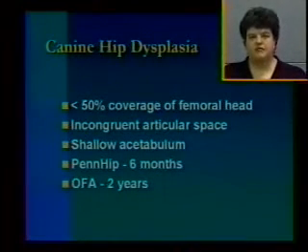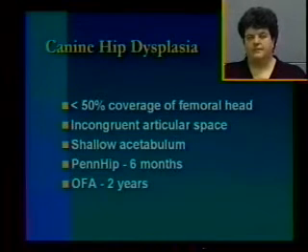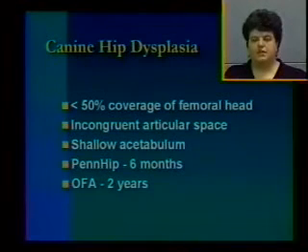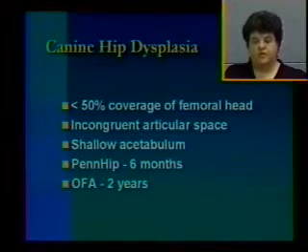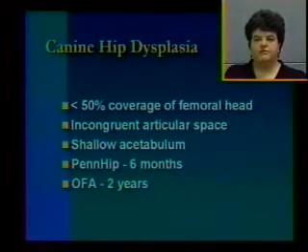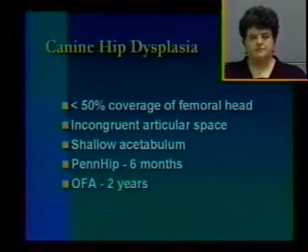Hip dysplasia I just covered briefly for you. The parts that you need to remember is that a dog with dysplasia is going to have laxity of those joints. They will have less than 50% coverage of their femoral heads. Often they have subluxation of their femoral heads. They'll have an incongruent articular space. You'd like to have nice parallel lines between the femoral head and the acetabulum. The acetabulum will be shallow, which goes along with the less than 50% coverage.